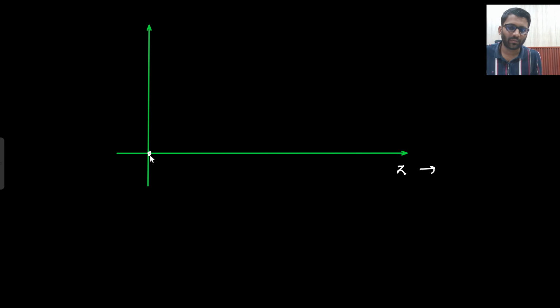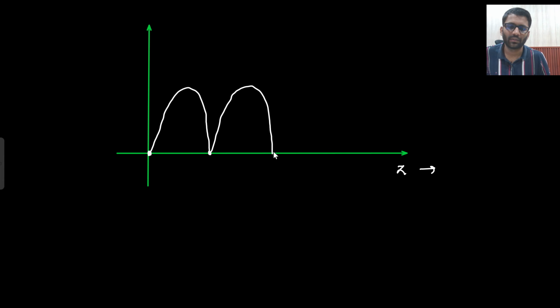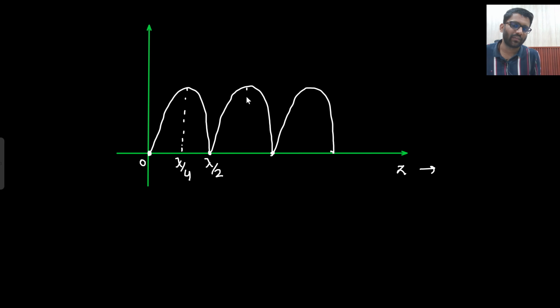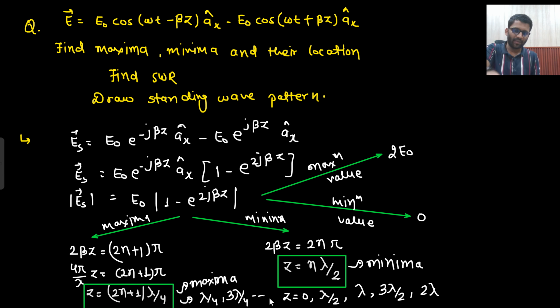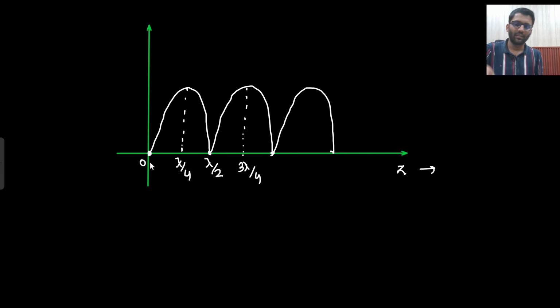So you will start from 0, value will be 0, then goes upward, then again goes down, then goes upward, again goes down, then goes upward, again goes down. Initially you are having at z equals to 0 your minima, and at z equals to lambda by 4 you are having your maxima, and at z equals to lambda by 2 again you are having minima, and at z equals to 3 lambda by 4 again you are having maxima. So in that manner it is going, and what is the maximum value? That is 2 E naught.